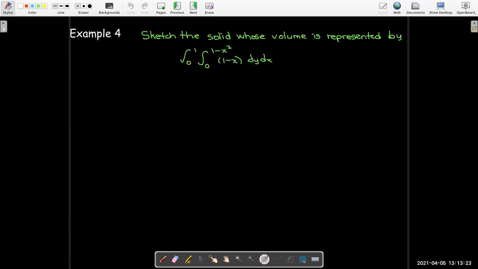So in our last example, we're going to try to, again, sketch a solid. So the volume is represented by this double integral. Now I can see that I'm going to have an integrand of z equals 1 minus x. And my region of integration is going to be, well, this is a dy integral on the inside. That tells me those are my y bounds. So y is bounded above by 1 minus x squared. That's a parabola. And bounded below by y equals 0, which is the x axis. And then the outer integral tells me that my x boundaries are from 0 to 1.